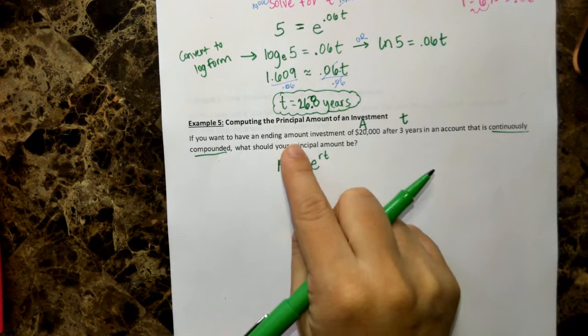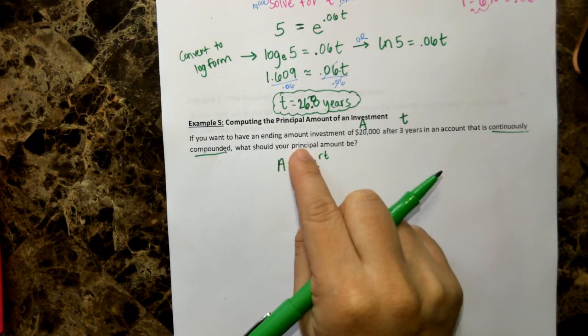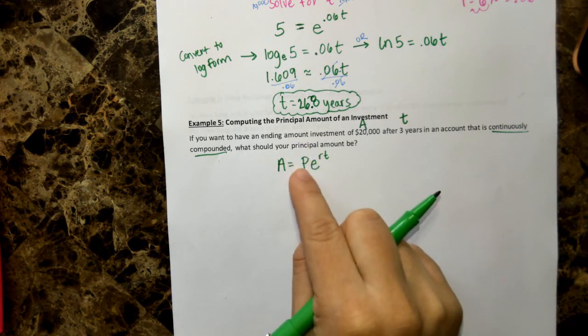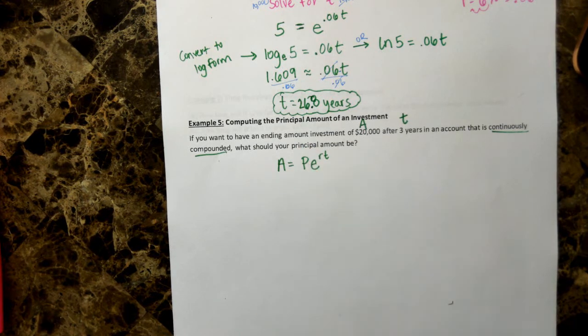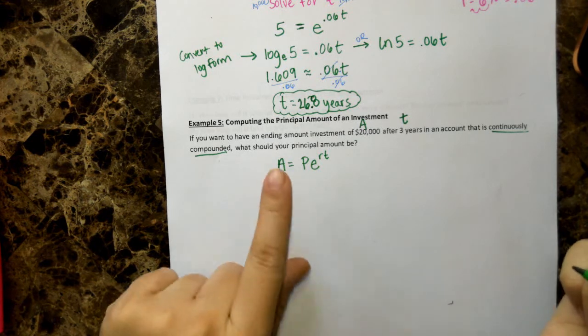What should your principal amount be? So in this case, we don't know what our P value is. We're trying to figure out what P is. We know everything else, we just don't know what P is. So let's go ahead and plug in some numbers.